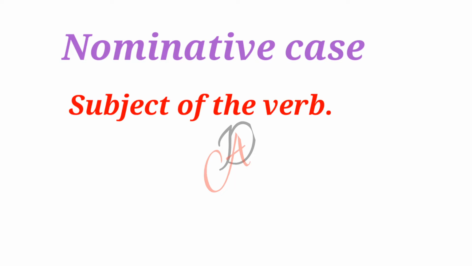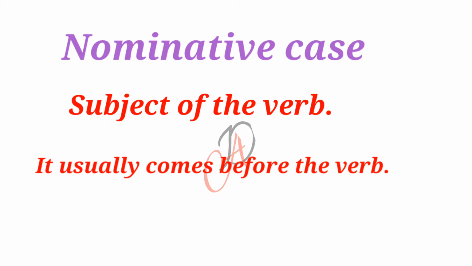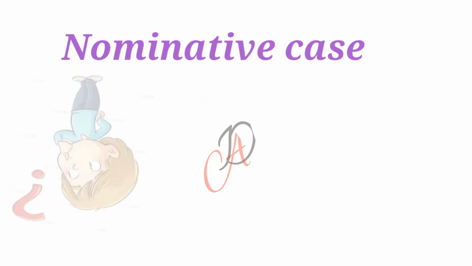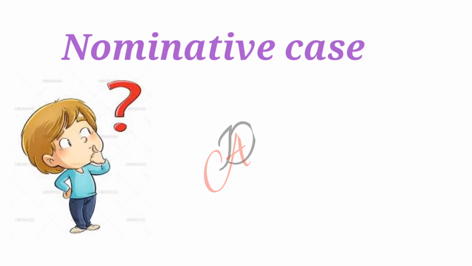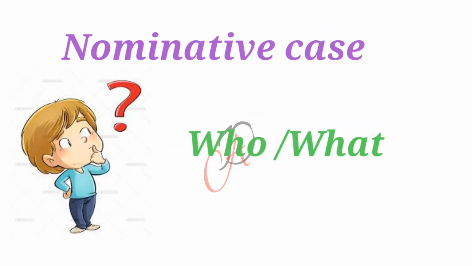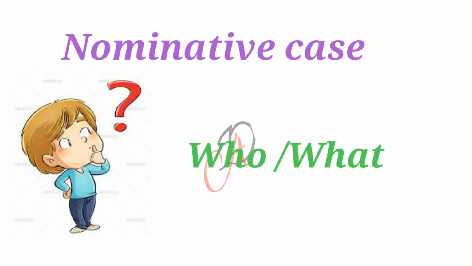Nominative case is the subject of the verb and it usually comes before the verb. Then, how do we find the nominative case in a sentence? To find the nominative case in a sentence, simply ask a question with the words who or what. The answer that you get is a nominative case.